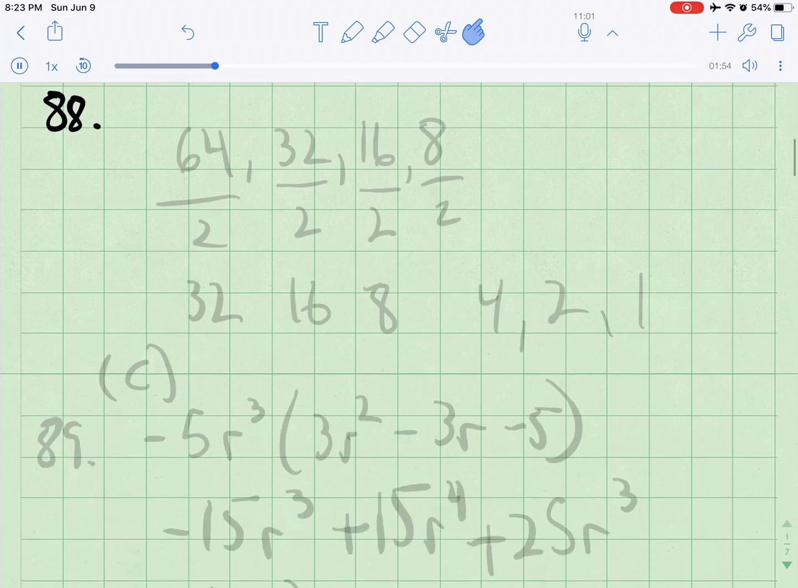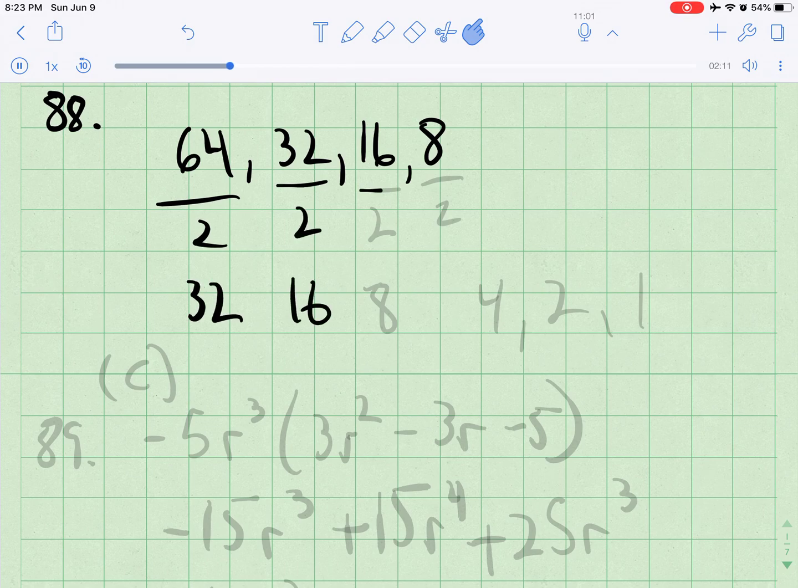88. Another sequence, 64, 32, 16, 8. We're dividing by 2 each time. So the next 3 will be 4, then 2, and then 1. So that means C.